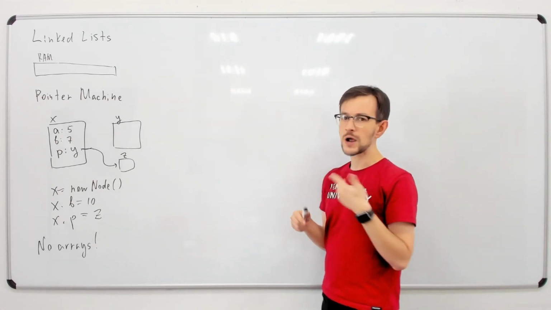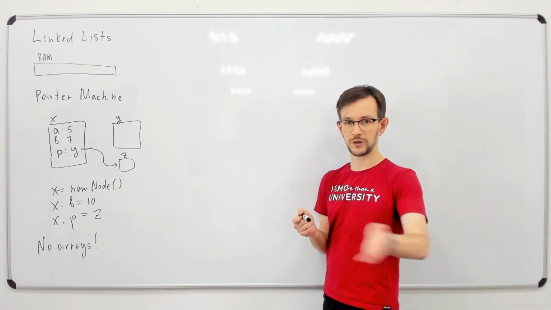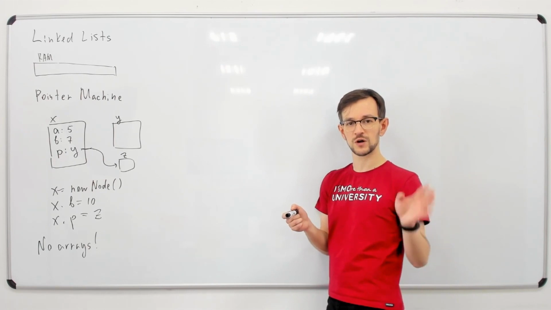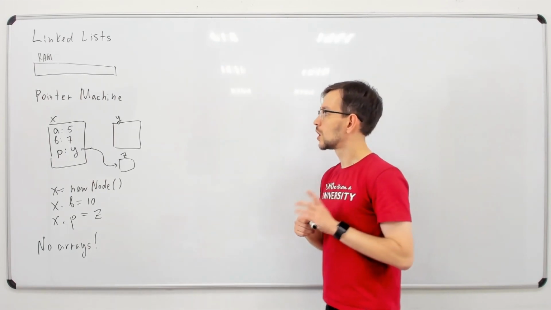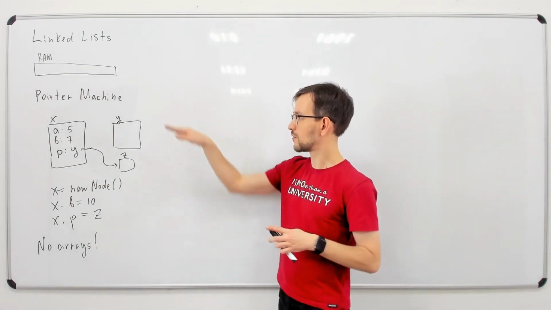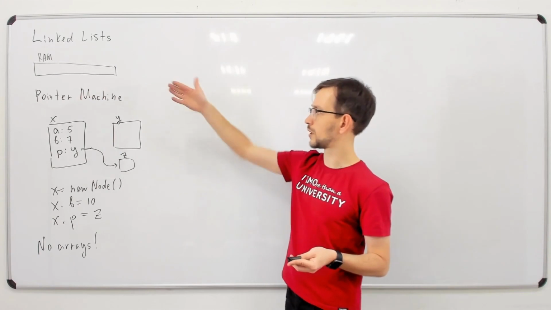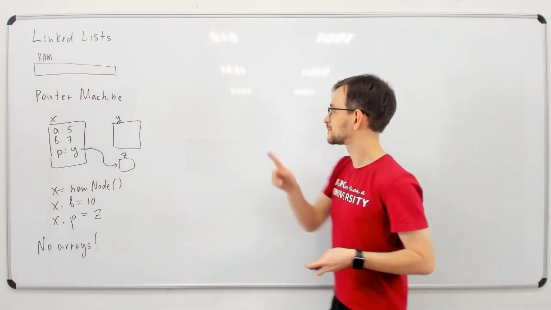It's a little bit strange. Why do you need to use the pointer machine model when you can use the RAM model and have arrays? So why should you use the pointer machine model instead? We will talk about that later. Sometimes it's good to have a pointer machine model instead of some more powerful model like the RAM model. Now we'll go to linked lists.